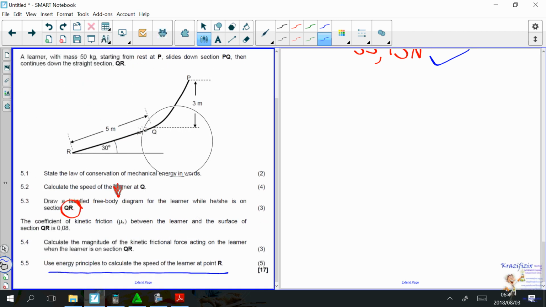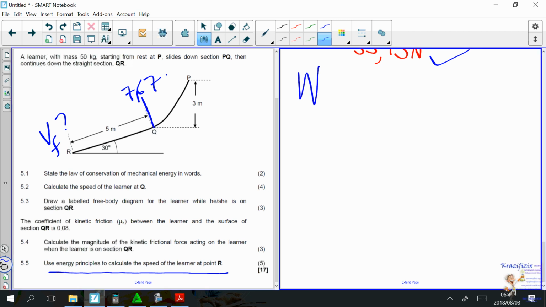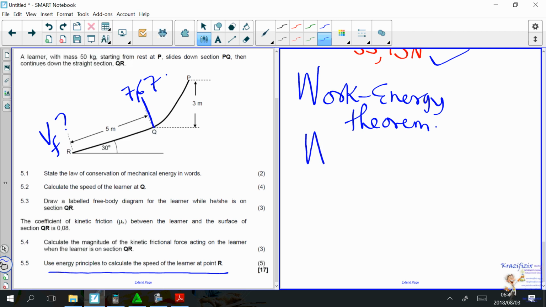Okay, let's work with my diagram. What do I know? The speed here is 7,67. I'm looking for the speed here, which is my final. Now when they say energy principles, you must be able to state your work energy theorem. What I do is I write down the formula and interpret. What's my formula? It's written like this. W net equals to that.